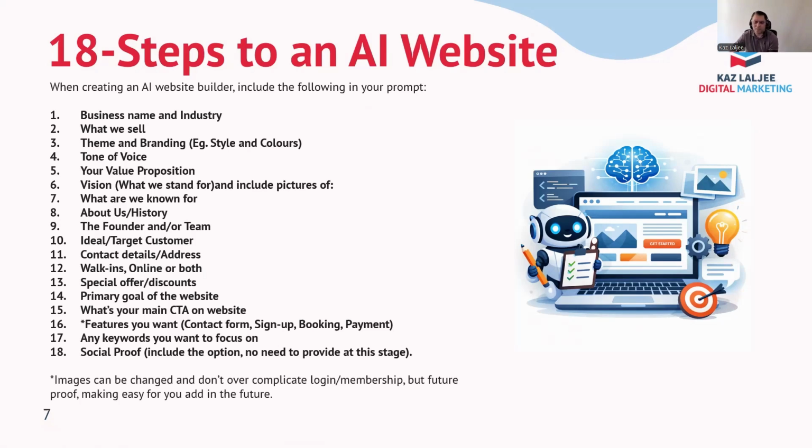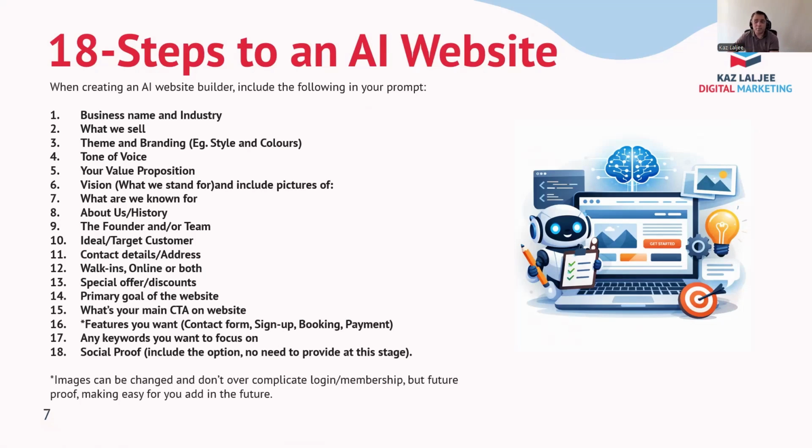And as I've mentioned towards the bottom, just where the asterisk is, I've said images can be changed. Don't overcomplicate login information, but future proof and make it easy. So if you want to have an image somewhere, yeah, have an image and let the AI create whatever image, because you can change that. And things like, don't make logins and memberships and this is how you log in if you're an existing user. I think that would be what I would call overcomplication at this point. Just keep it simple.